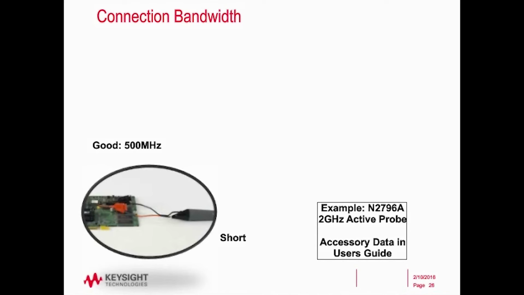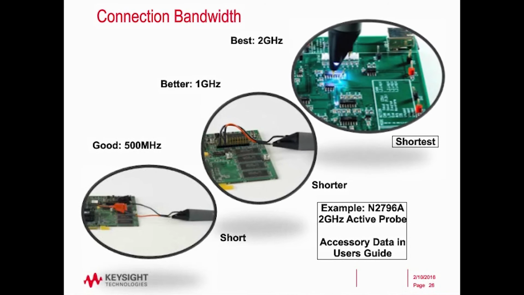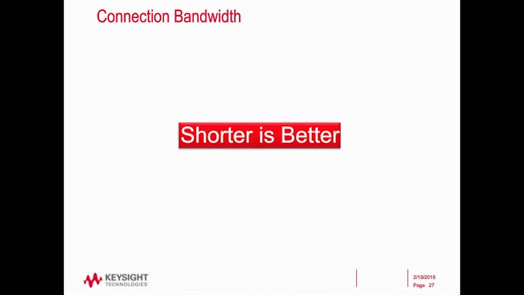That's pretty good bandwidth. Now if I make the connection shorter by removing those clips on the end, I can see that my bandwidth improves. It is now a gigahertz. Now if I go as short as possible for this particular probe, and I remove all those connection accessories and just replace them by the input pin and the ground pin for the probe, I now have 2 gigahertz of bandwidth. So obviously the takeaway from this, when it comes to the connection bandwidth, shorter is better. There's a lot of those accessories out there. The shorter they are, the higher the bandwidth.